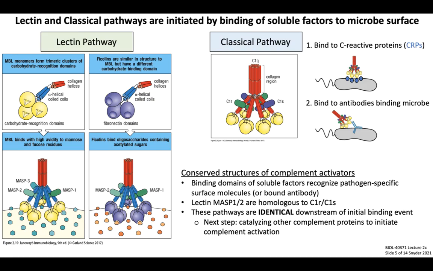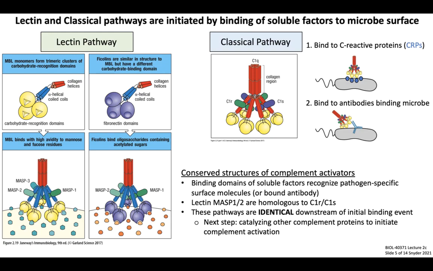The classical pathway is triggered by a similarly shaped molecule called C1, which can bind either directly to C-reactive proteins or CRPs on the pathogen surface, or to antibody-pathogen complexes. There are conserved aspects of the lectin and classical pathways. One is that the binding domains of these soluble factors essentially function as PRRs, and that they bind to pathogen-specific surface molecules. This is true for MBLs, ficolin, or CRP-bound C1.